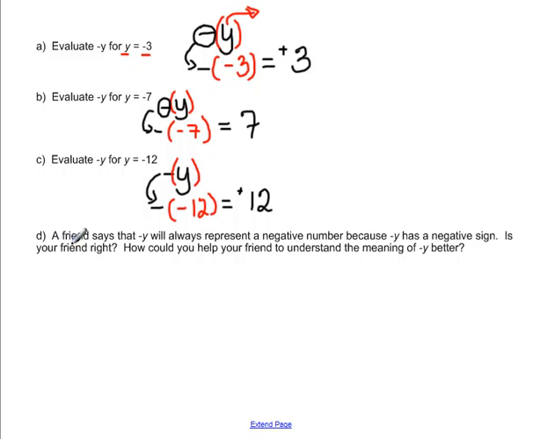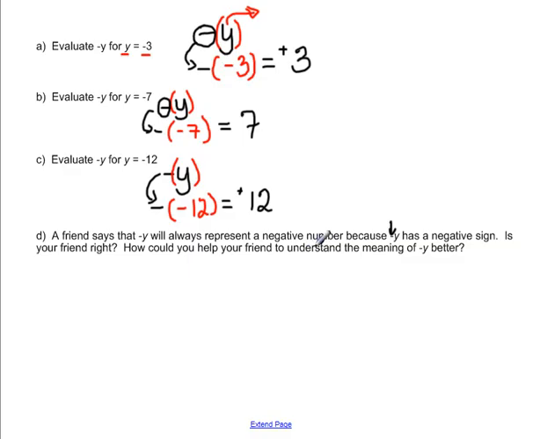So now let's see what we've got. A friend says that this symbol, this negative y or opposite of y, will always represent a negative number because there's that negative sign right in front of it. Is your friend right? Well, I think we see by these 3 examples that our friend isn't right. In each one of these examples, when we have this symbol with the negative sign in front of the y, here are 3 examples where that comes out to be positive.